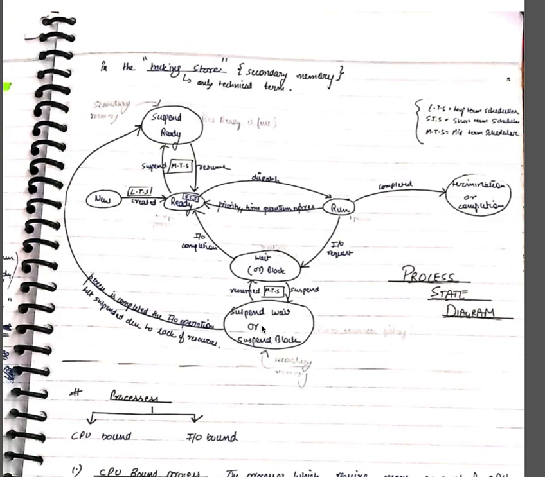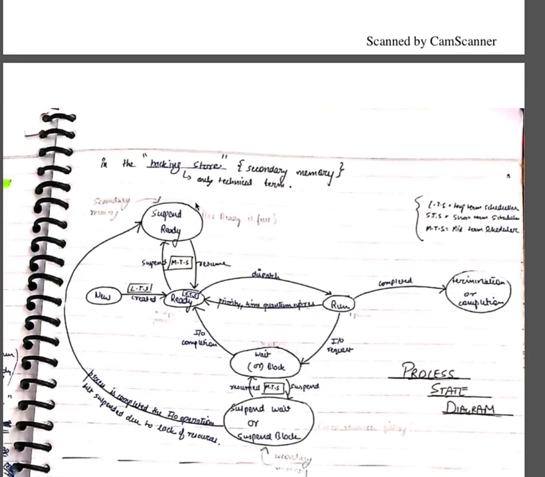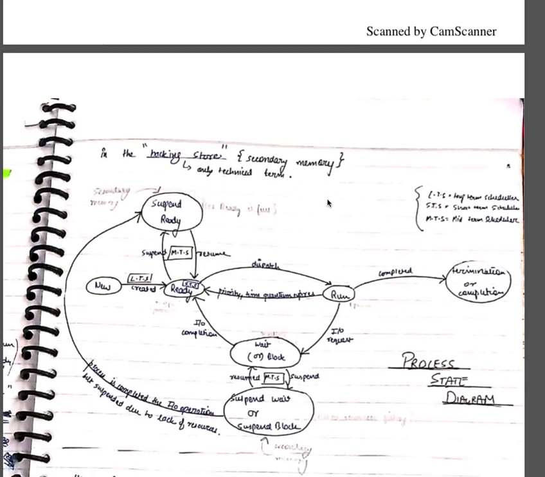Now these two states, suspended wait or suspended block, and suspended ready, reside in the secondary memory, because RAM is already getting full because of the ready queue or the wait block queue. So it will be wise for them to wait in the secondary memory. As you can see, when the process is in suspended ready, it is residing in the backing store. Backing store is just a technical term for the secondary memory.